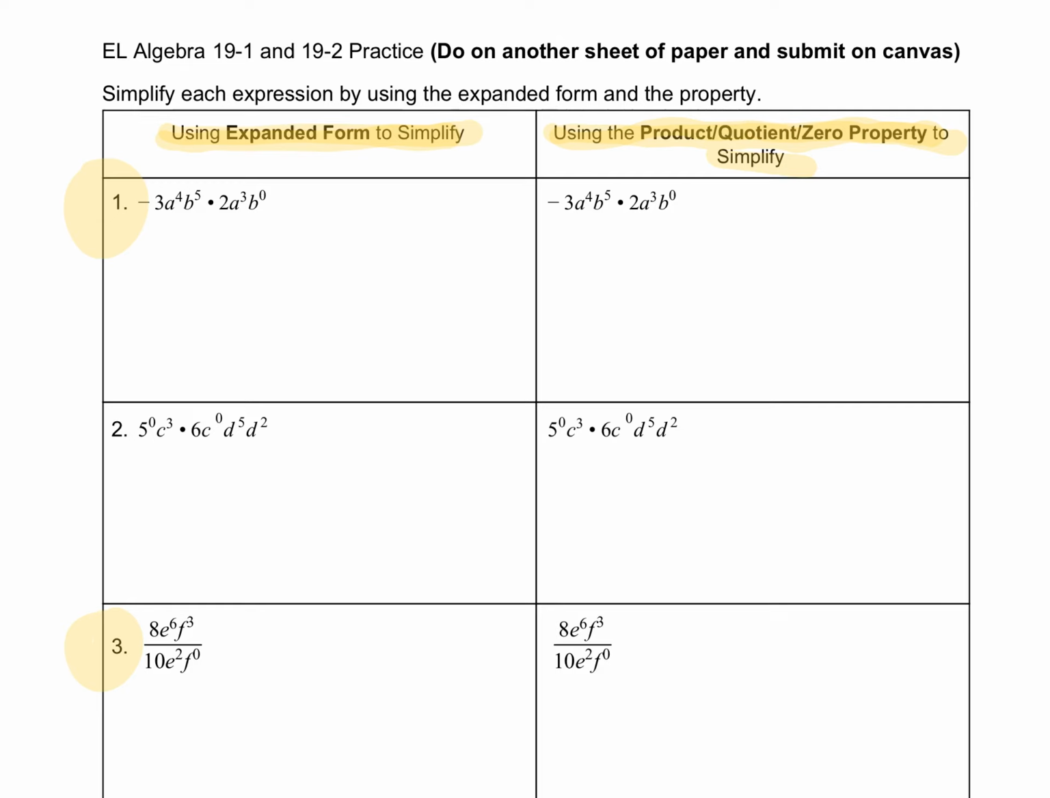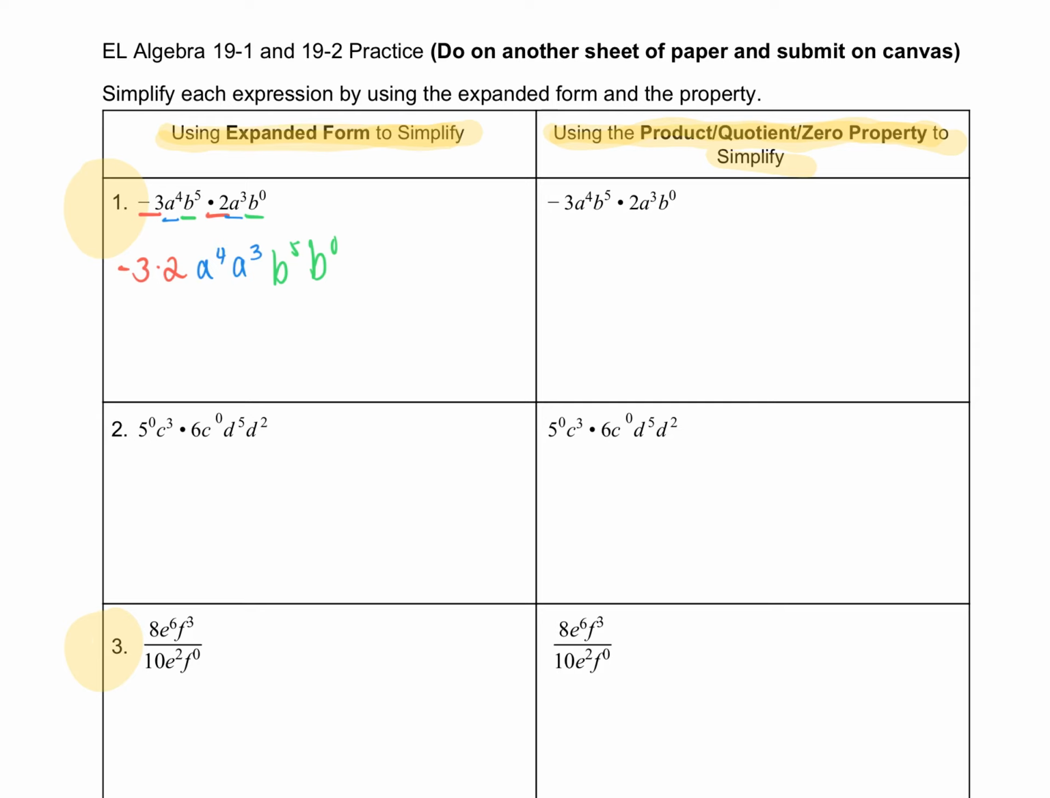We have -3 times a to the fourth times b to the fifth times 2a cubed times b to the 0. So like I've done in previous videos, I'm going to group together things that have similar bases. So I'm going to do -3 times 2, and then I see a to the fourth and a cubed. So I write a to the fourth, a cubed. And then I also see things that have a base of b here. So b to the fifth and b to the 0.